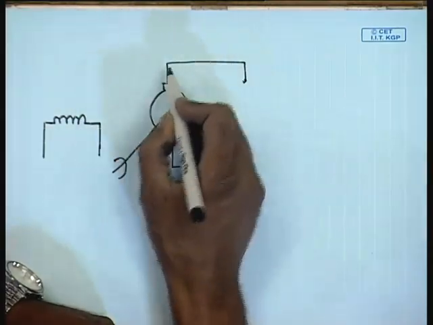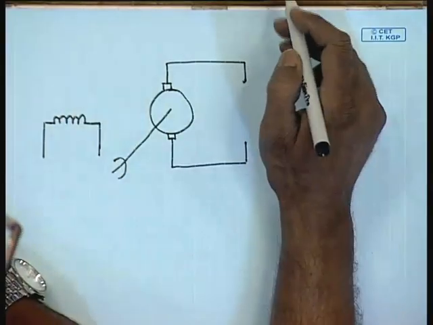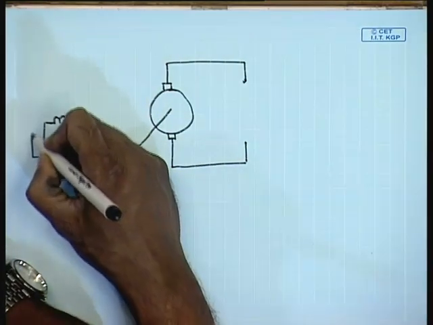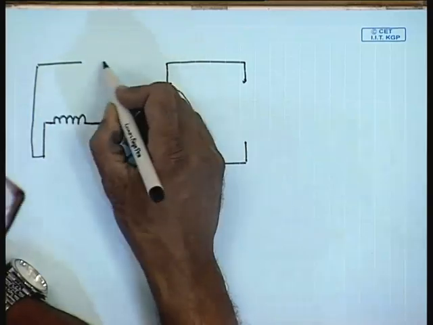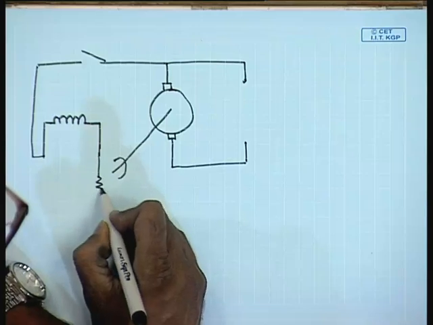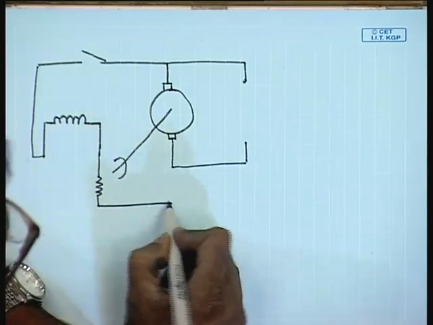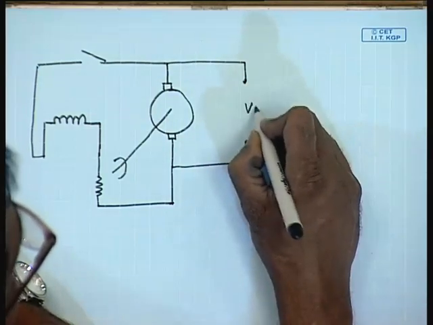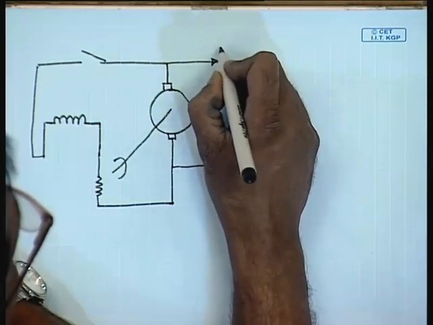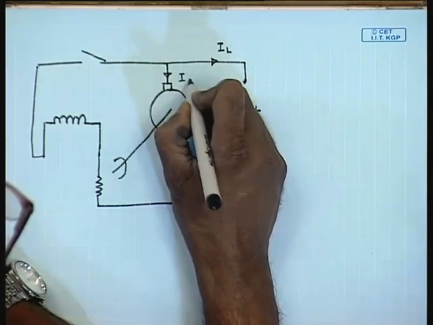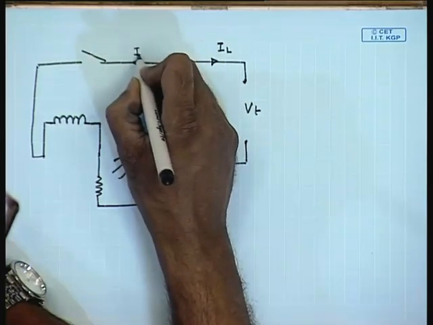Instead, the voltage generated by the generator itself can be used to provide the field current, in which case the connection will look somewhat like this. Normally, a resistance is included to control the field current. This is the terminal voltage Vt, this is load current IL, this is armature current IA, this is field current IF.